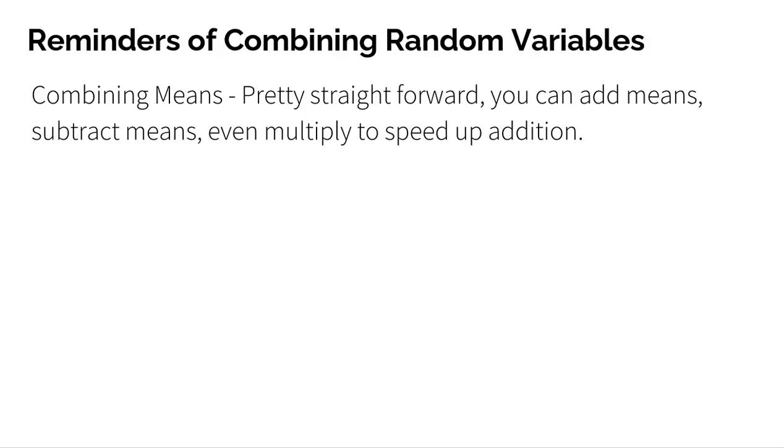Combining means is pretty straightforward. All you have to do is add them, subtract them if you're looking at the difference, or you could even multiply them if you're doing it to speed up addition. So if you're repeating a random variable, washing a car, washing a car, washing a car, you are allowed to multiply to speed up that addition, but only because multiplication is repeated addition in this situation. So working with combining means is really, really simple. You kind of just do what you're supposed to do, right?